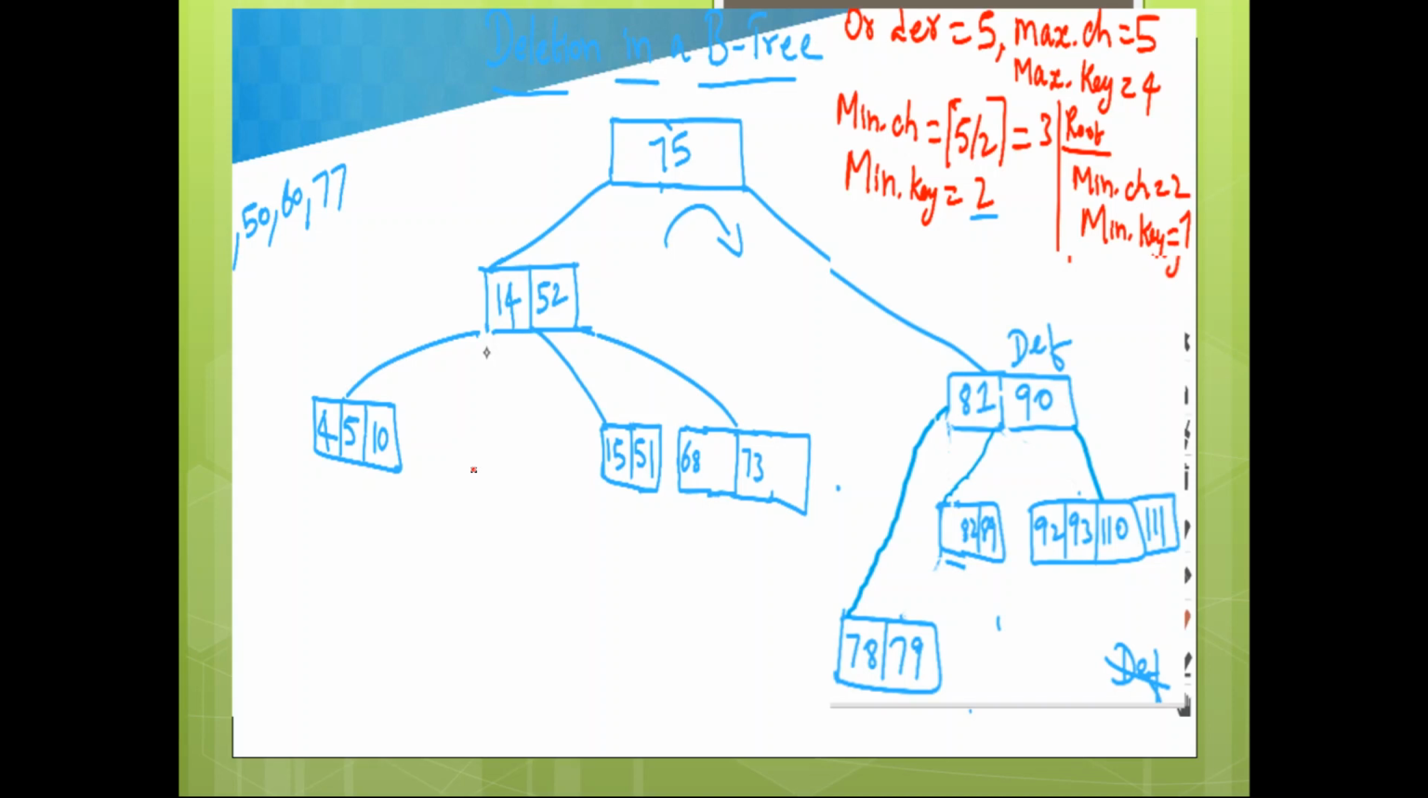That's it about deletion. You can try one thing: try deleting 81. When you delete 81, what will happen? 81 should be replaced either with the in-order predecessor or in-order successor. The in-order predecessor is 79, the in-order successor is 82. So say you replace 81 with 82.